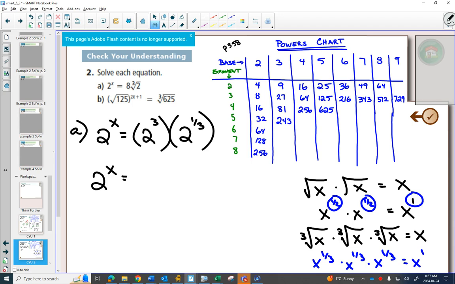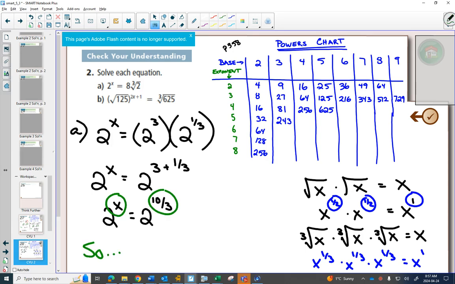What's my exponent law for multiplying with the same base? Multiplying with the same base, I can put it together as a single power by adding my exponents. And if I add those, I need a common denominator. So I'll change my 3 to 9 over 3, 9 over 3, plus 1 over 3 is 10 over 3. And now I've got a single power, so x would have to equal 10 over 3.